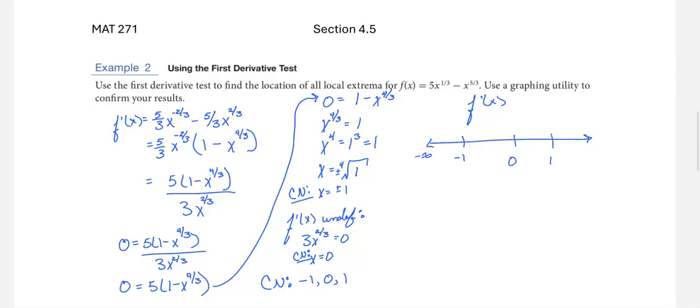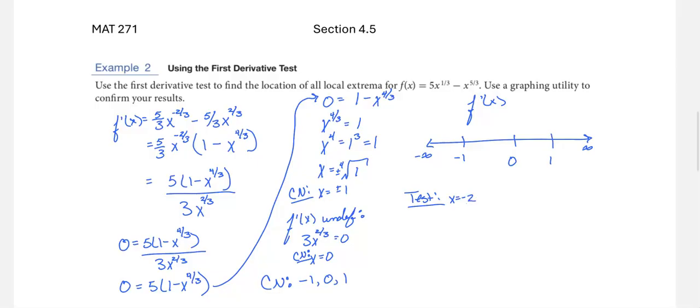The sign chart's going to go from negative infinity to positive infinity. That's going to happen because the domain of this function, if I'm looking at cube roots here and here, I can take the cube root of any number. So I do not have any domain restrictions. So now let's test numbers.